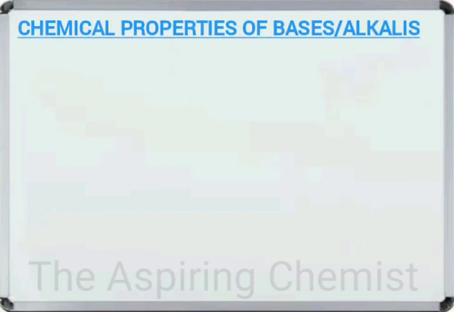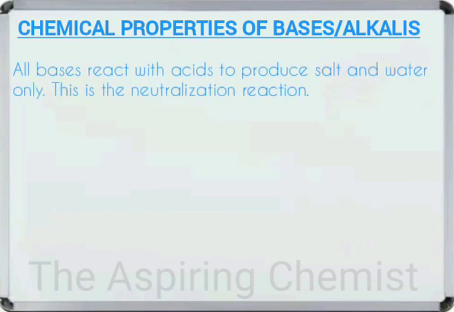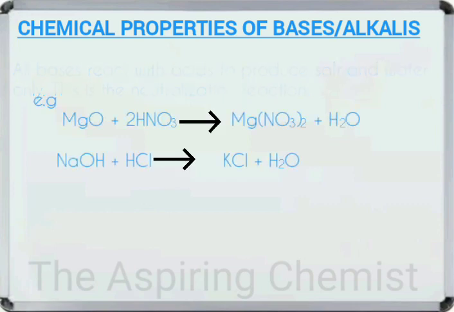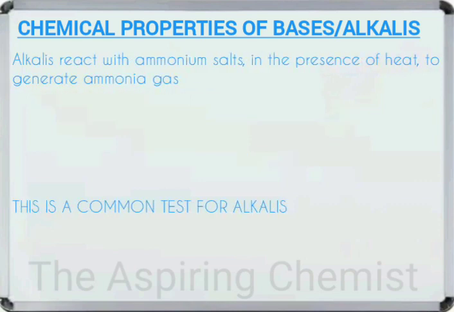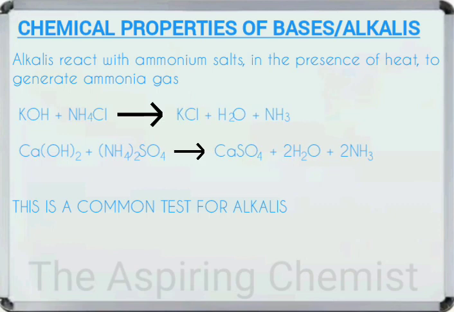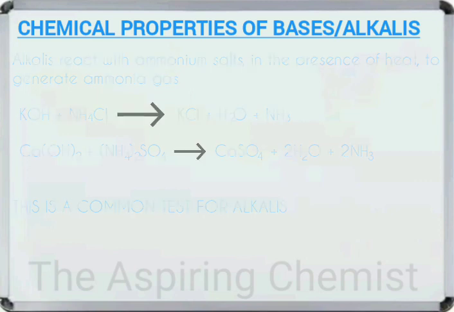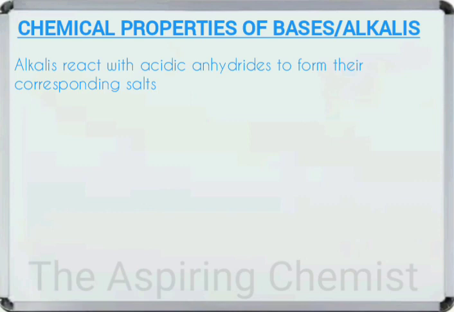Now let's dive right into the chemical properties of bases or alkalis. Bases will undergo the neutralization reaction, reacting with acids to form salt and water only. These bases also react with ammonium salts. For instance, potassium hydroxide will react with ammonium chloride to release ammonia gas. And that's a very important test for bases. They react with ammonium salts to release ammonia gas. And bases also react with those anhydrides I listed earlier, acidic anhydrides, to produce salts.